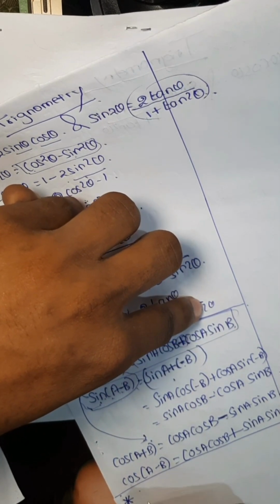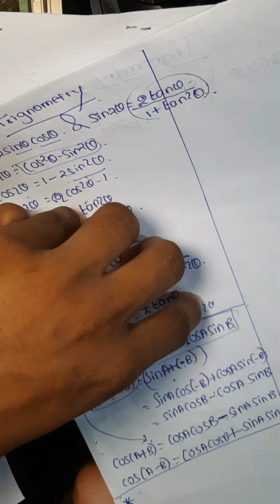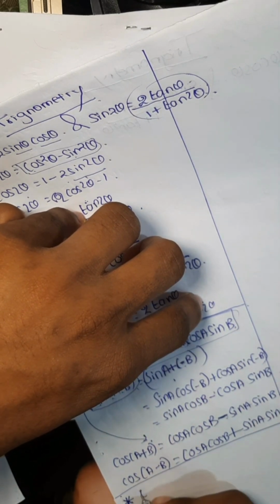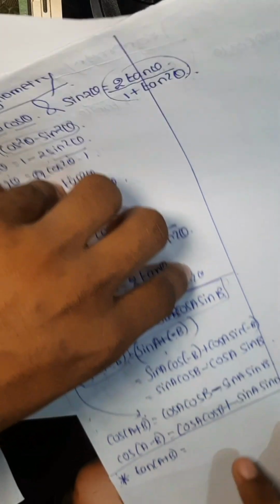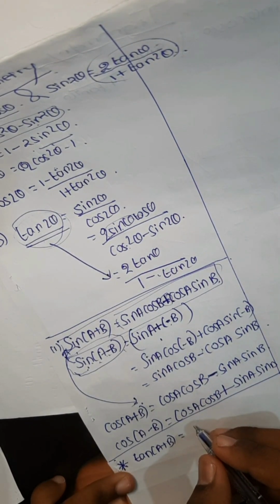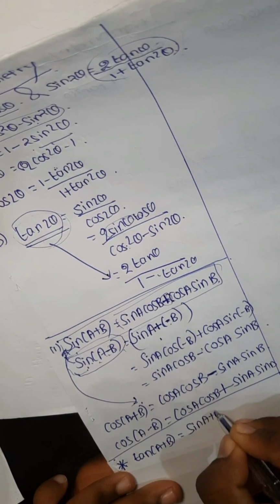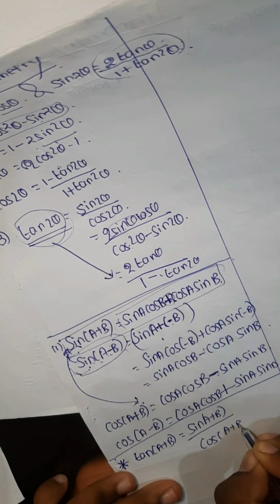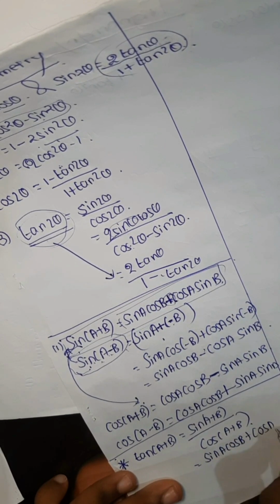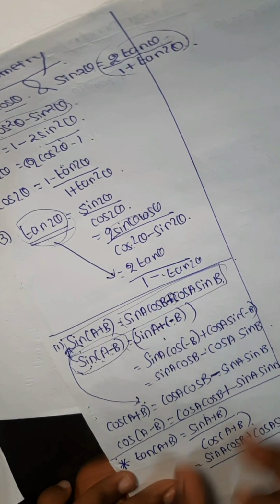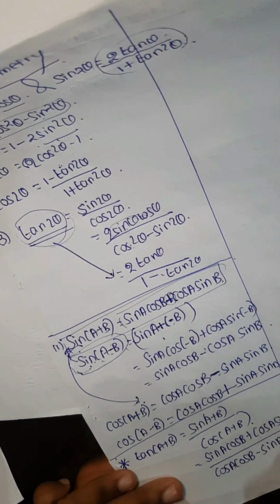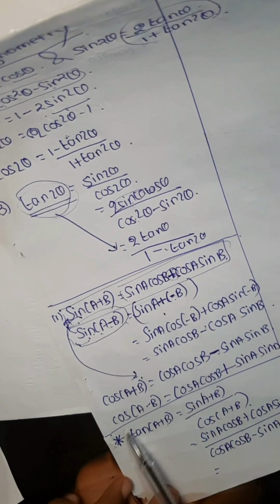And we can get tan A plus B and tan A minus B by using sin A plus B and cos A plus B, or sin A minus B and cos A minus B. Tan A plus B is given by sin A plus B over cos A plus B. Therefore, sin A cos B plus cos A sin B, divided by cos A plus B, that is cos A cos B minus sin A sin B. Right. We need tan A plus B.